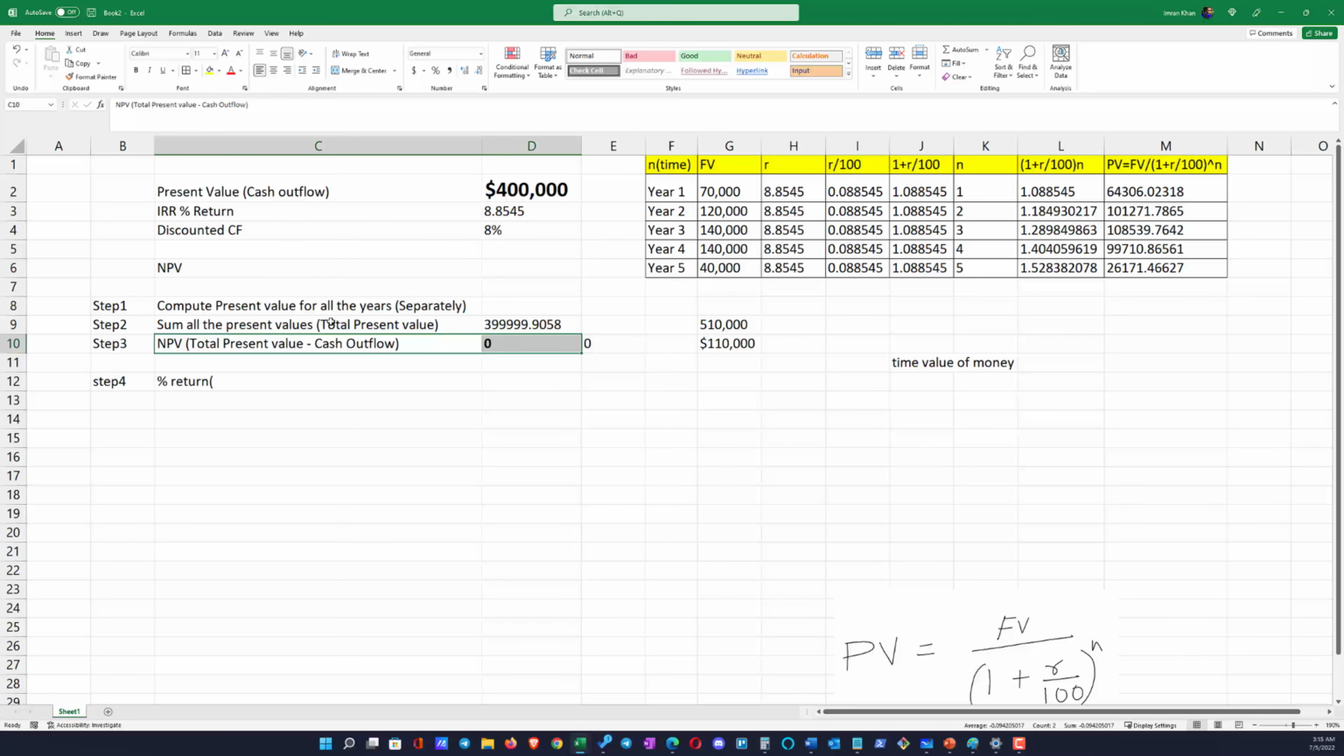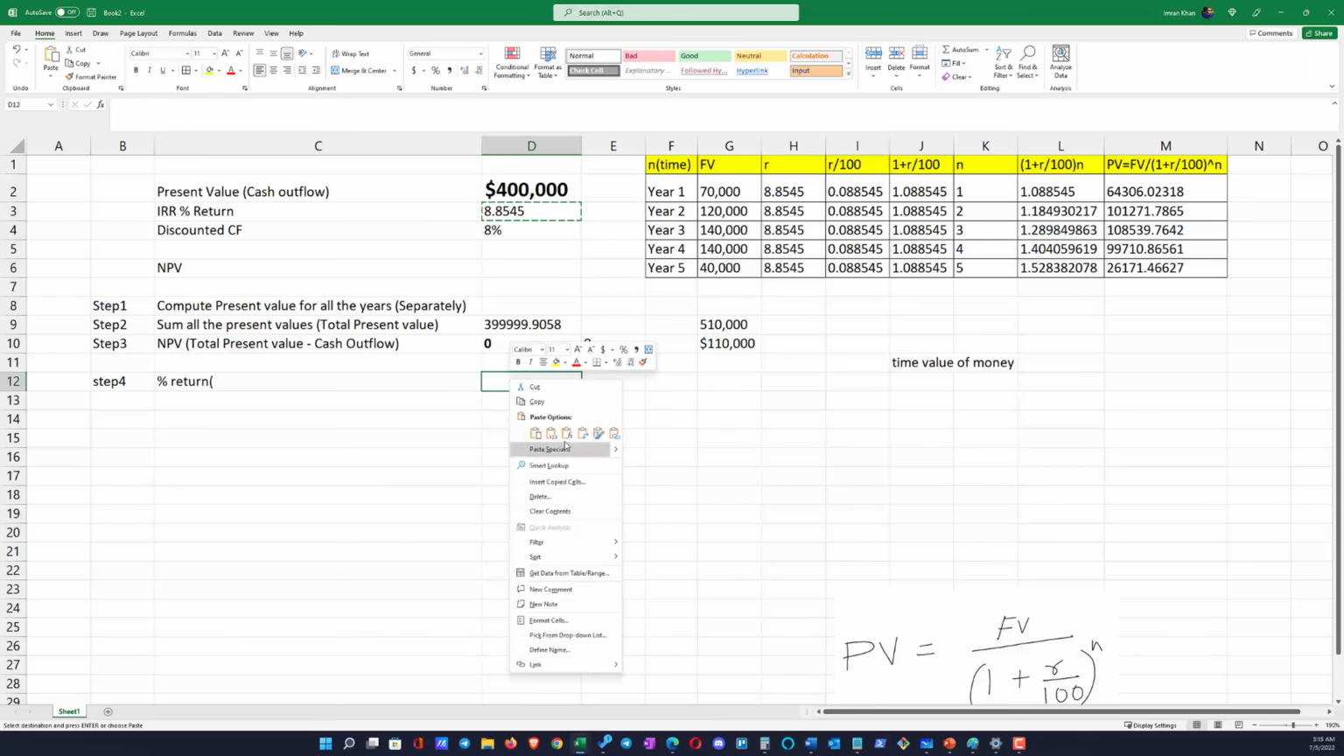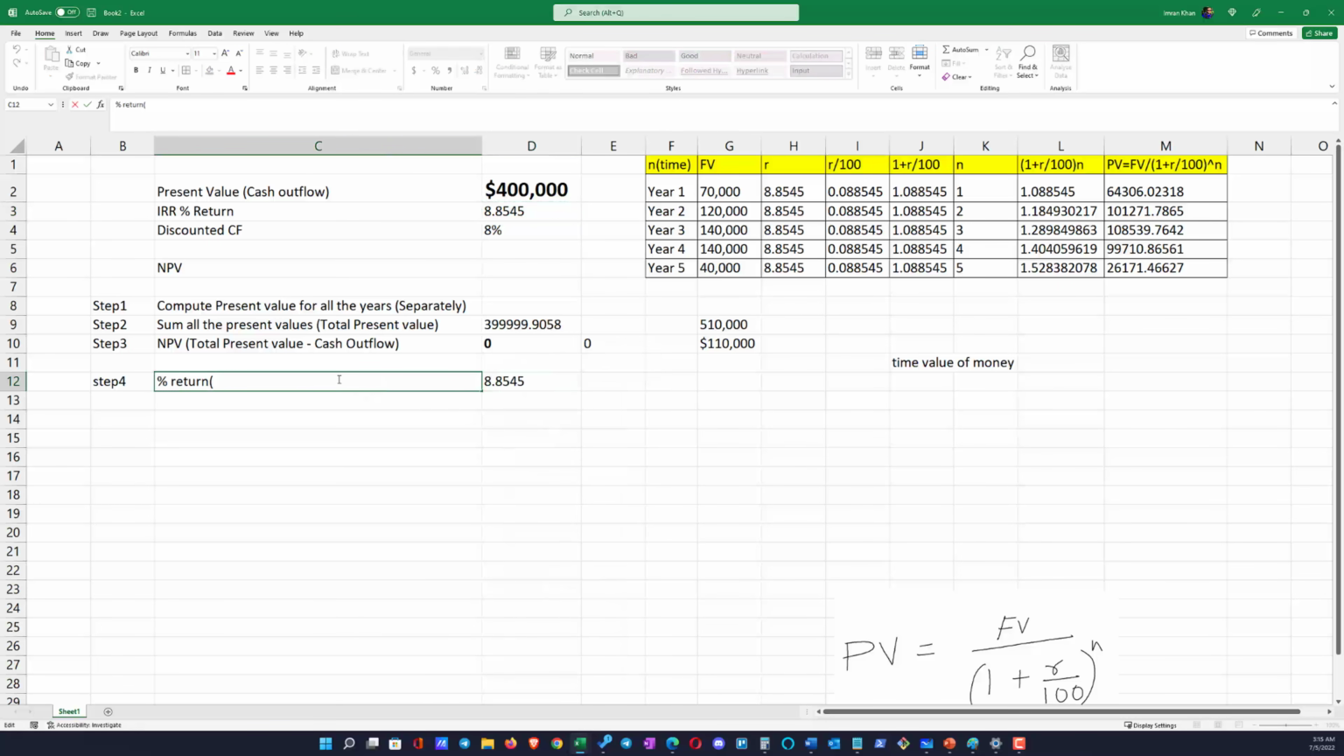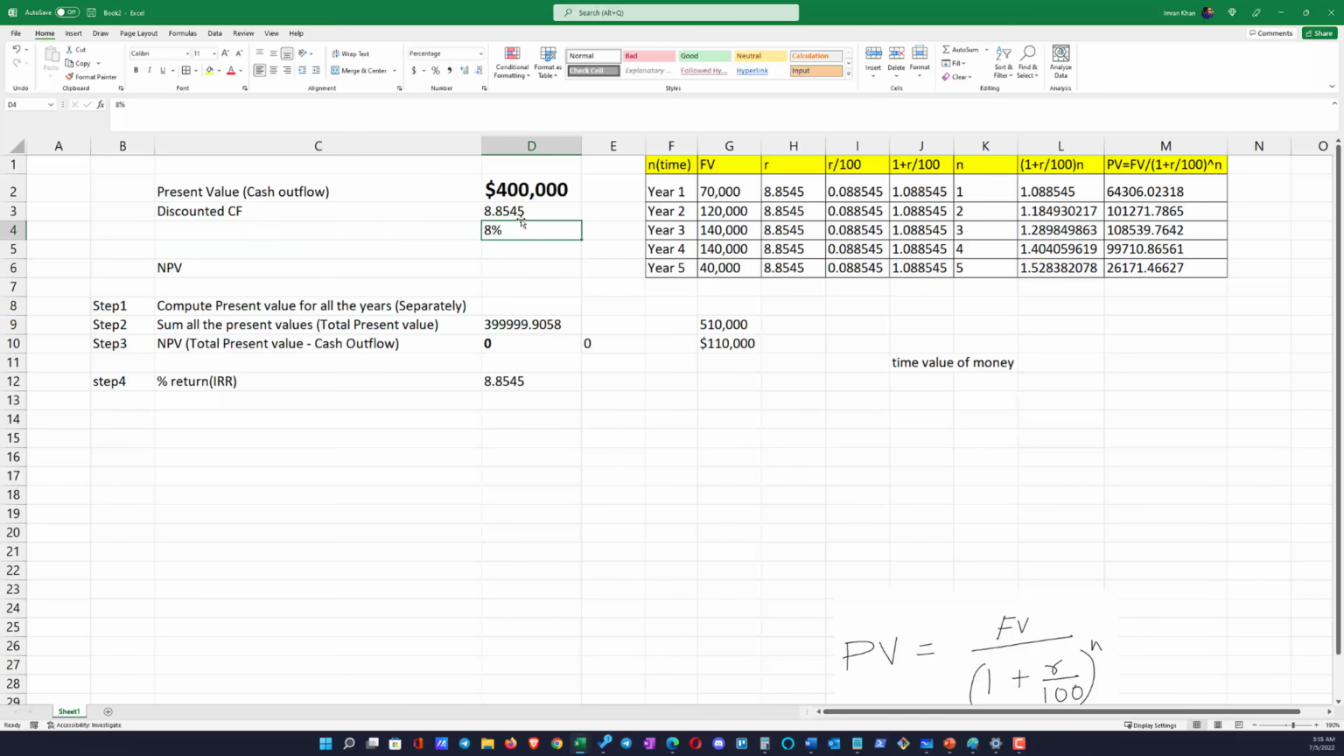Now, so what are we getting? 8.8545. Okay. So internal rate of return should be greater than whatever the discount cash flow percentage is. Here, 8.85 is greater than 8. Because of this, this project is acceptable, right? Now, let me change this to discounted cash flow itself and let me just make it 8 only. Okay. So we are back to the same thing.